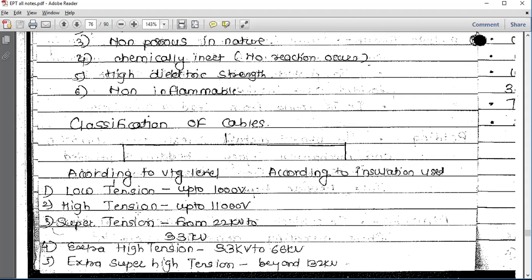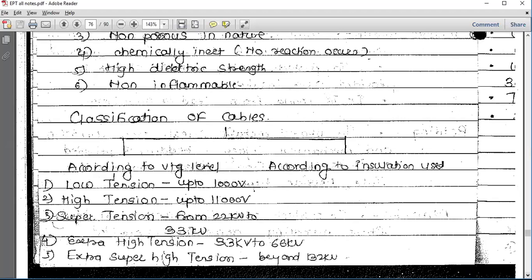According to voltage level, your cables can be classified as low tension. Its voltage is up to 1000 volt. Then high tension cable up to 11 kV, that is 11,000 volt. Then super tension cable from 22 to 33 kV. Then extra high tension 33 kV to 66 kV, and extra super high tension beyond 66 kV or 132 kV. It will be extra super high tension cable. So these are the classifications of cable according to voltage level.